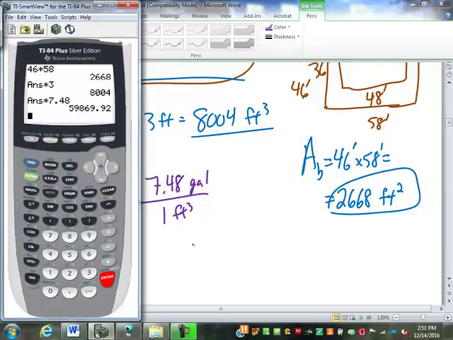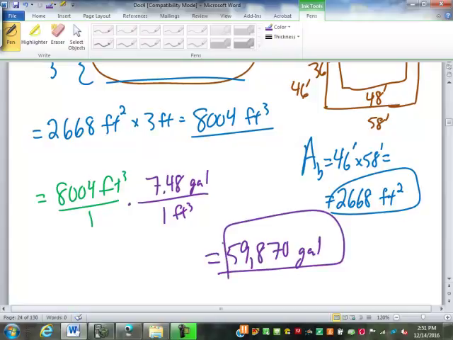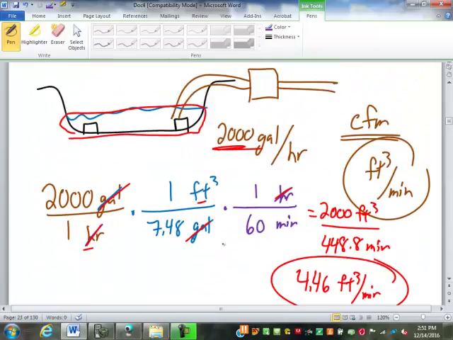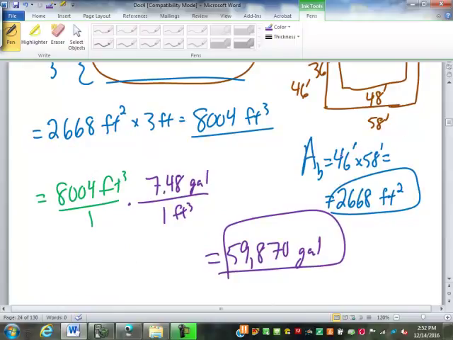59,800. We're going to call it 59,870. We're going to round it. So that is just under 60,000 gallons of water in that basement. So even if it only was a foot deep, it'd still be 20,000 gallons of water in there. So that pump that we said was pumping at 2,000 gallons an hour, sounds like it's going fast. Well, it would take literally 30 hours to pump out that basement if it was 3 feet deep of water.